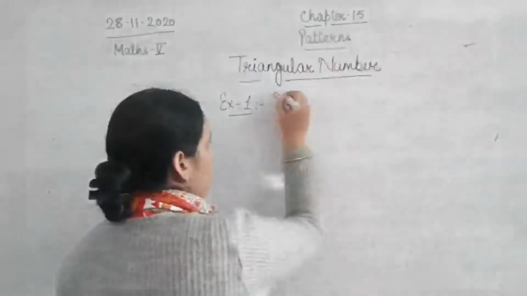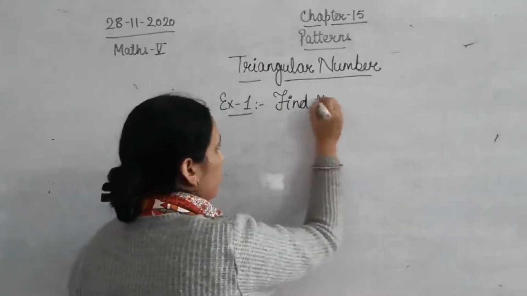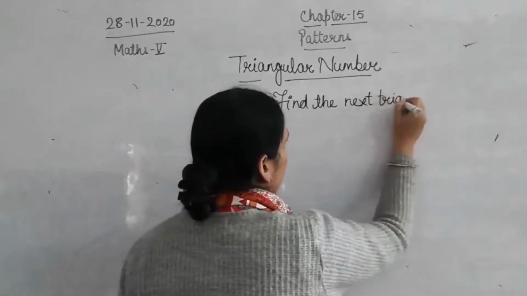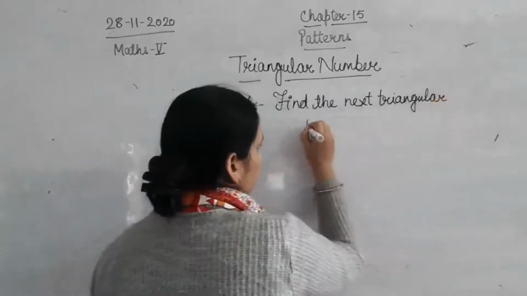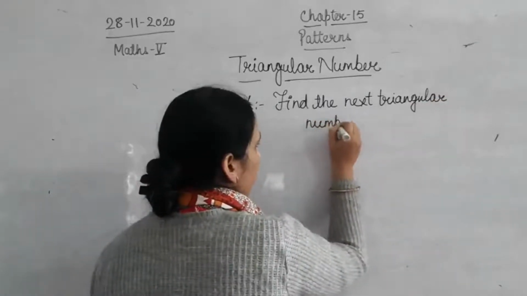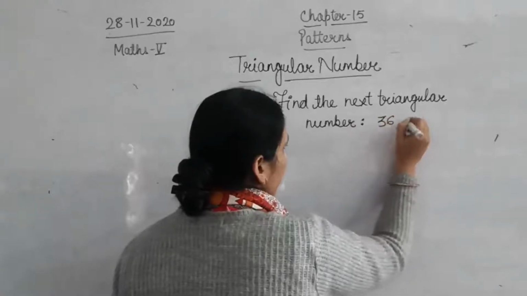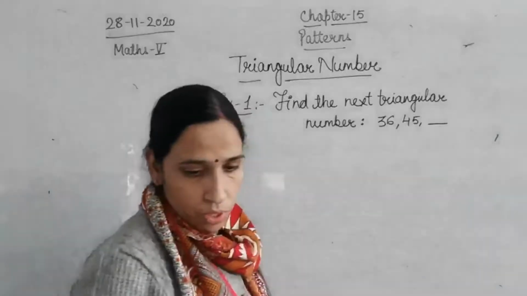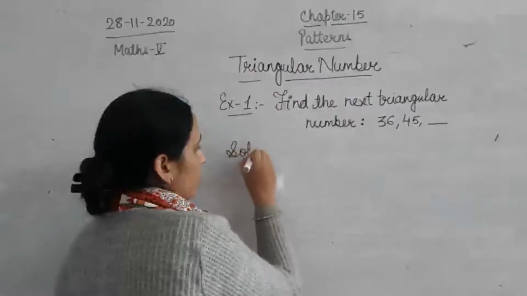Find the next triangular number. Now what is given to you? You have been given 36, then 45, and you have to find what comes next. So how will we do this solution?